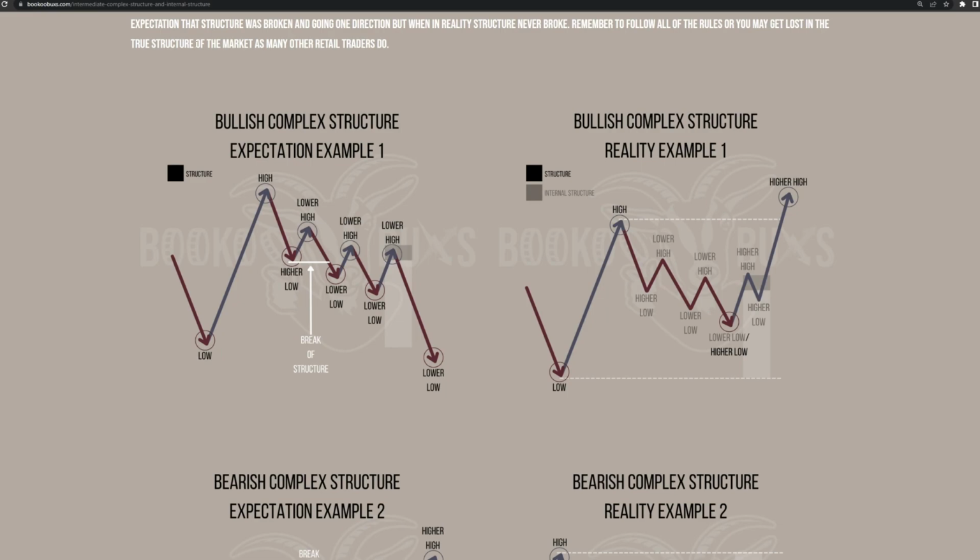Yeah. You're a little low. What'd you say? You were just saying that people get confused with the internal structures, mistaking it for the entire structure of that move.